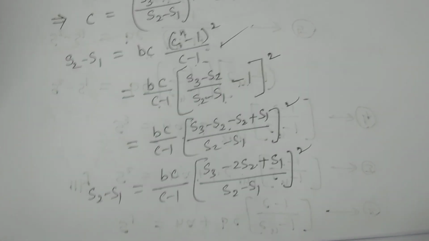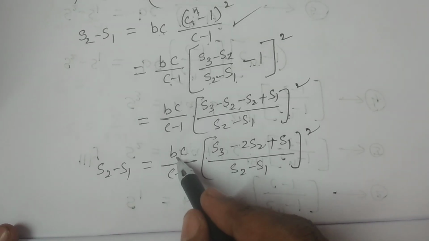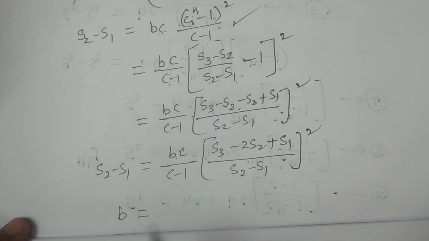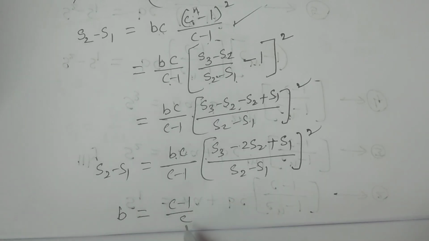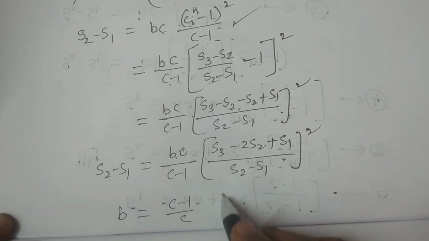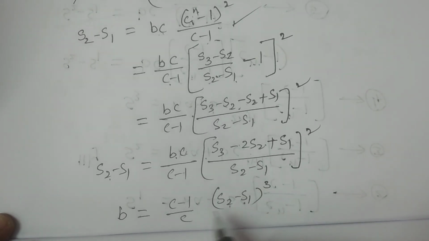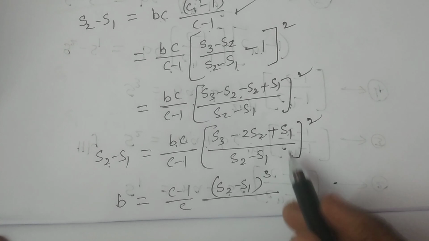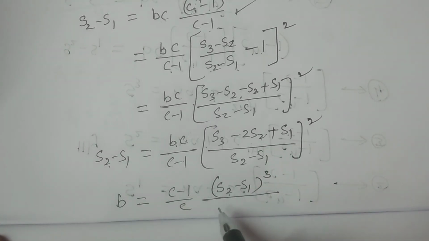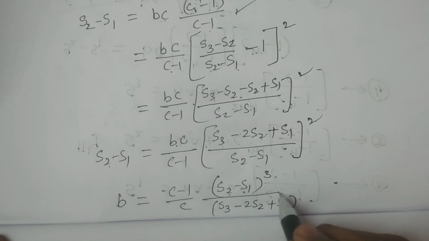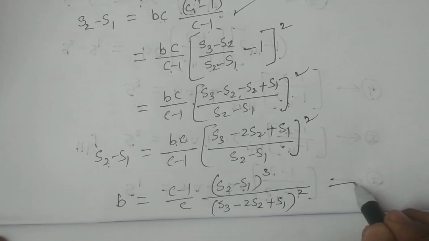Now what we have to calculate? We have to calculate the value of b. So you have to take all the terms to the left hand side so that b is equal to, I am taking c minus 1 and c, therefore it is c minus 1 by c multiplied by (s2 minus s1) whole square. This is also s2 minus s1, therefore (s2 minus s1) whole cube divided by (s3 minus 2s2 plus s1) whole square. If you take this particular term to the left hand side, then it becomes the denominator. Clear? This is the value of b.